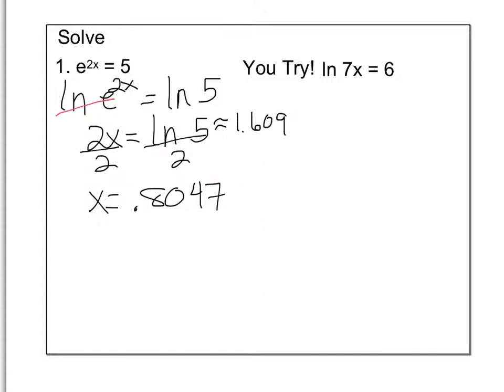On your paper, you should see your u-try, which says e to the 3x minus 1 equals 10. So go ahead and solve that problem. Ignore the u-try that you see on the screen. Look at the one on your paper. So pause this and then unpause it when you're ready to check your answer.